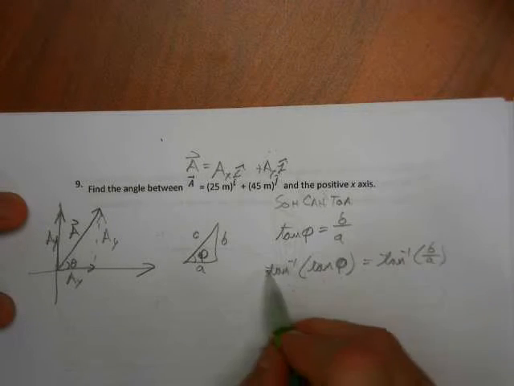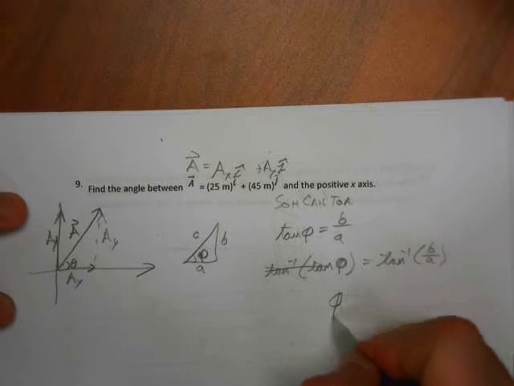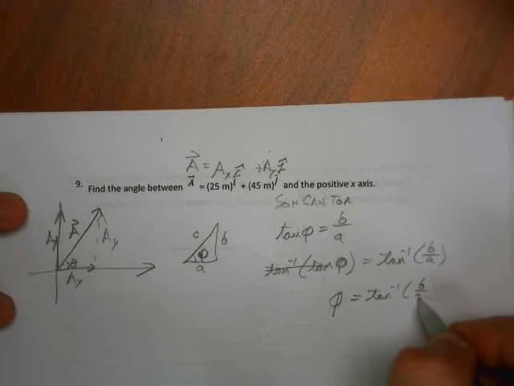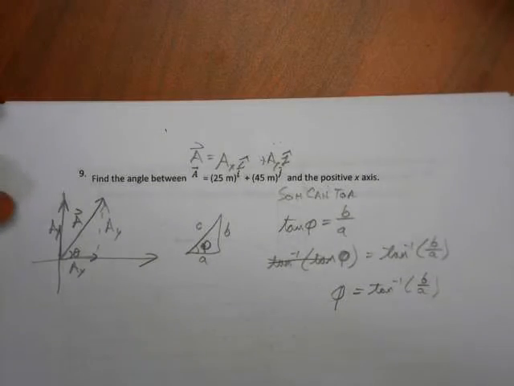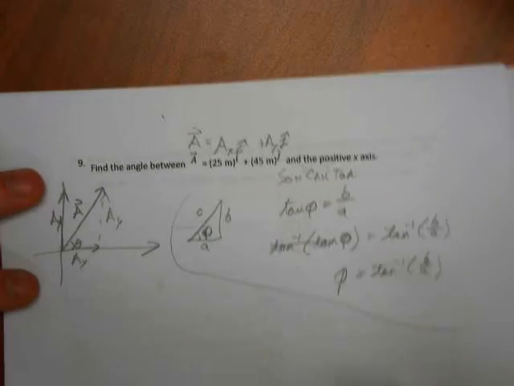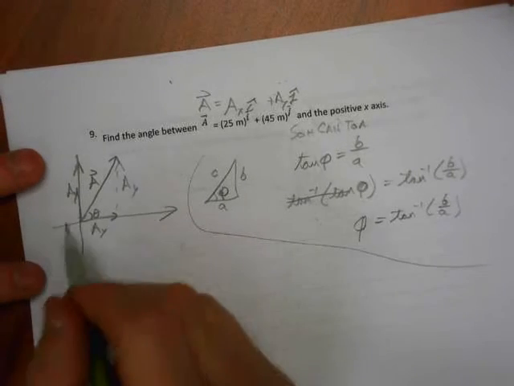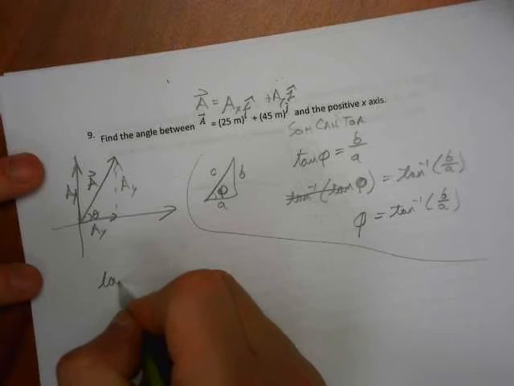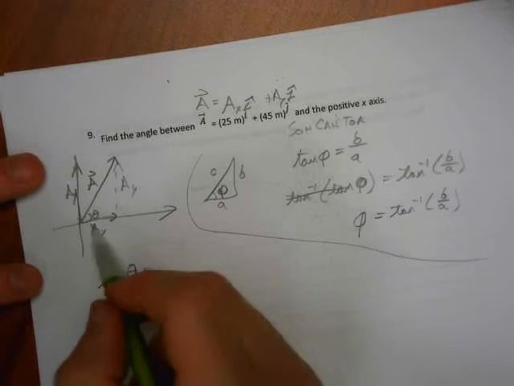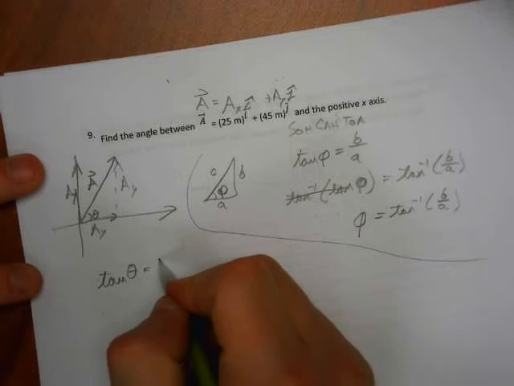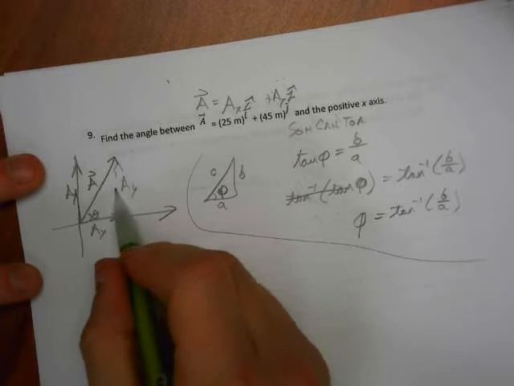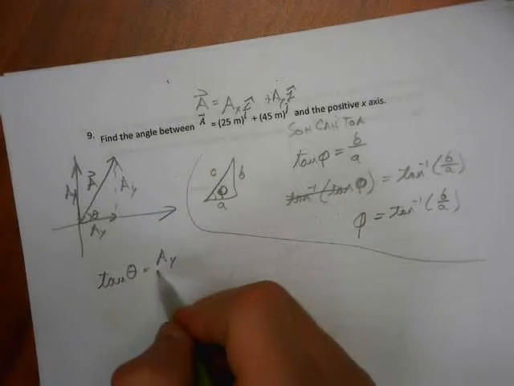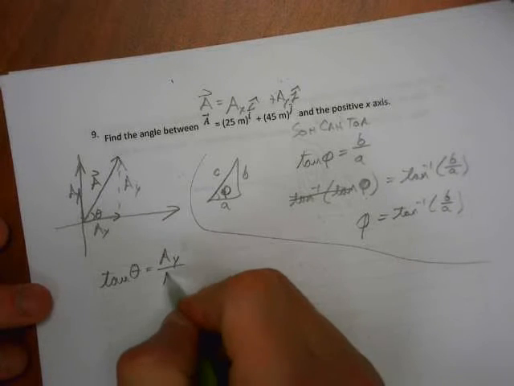Okay, and the tangent and the inverse tangent cancel out. B over A. Okay, well, we've been just talking in the general sense here. Let's go back to our problem here. So in this case, tangent of theta is equal to the opposite to theta, the side of the triangle on the other side, opposite to the angle, over the adjacent leg of the triangle.